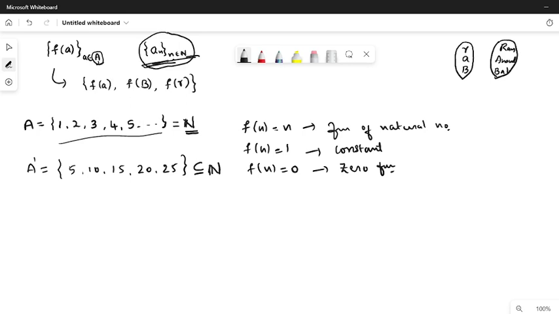So now I am assuming A to be either set of all natural numbers or some subset of natural numbers. So any function defined on A is called a sequence. So this is the definition of sequence. A function in which the domain is restricted to set of natural numbers is called a sequence.